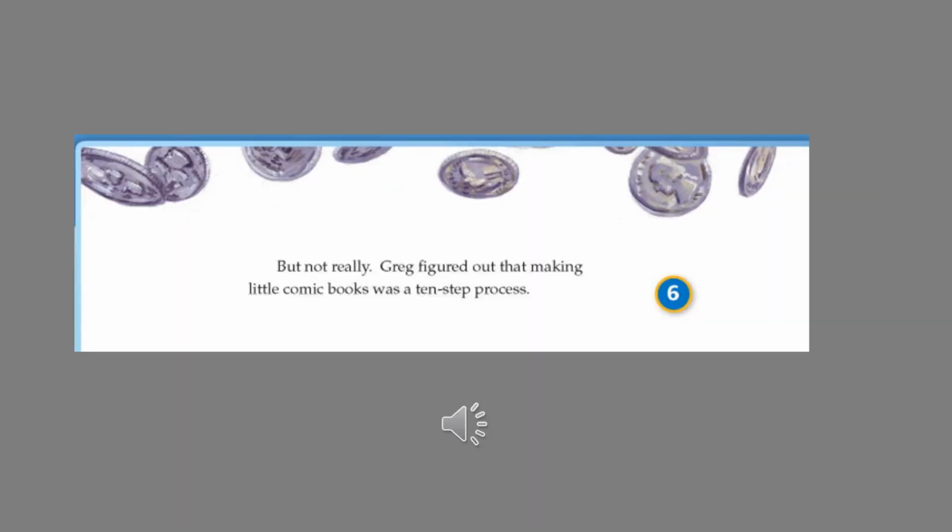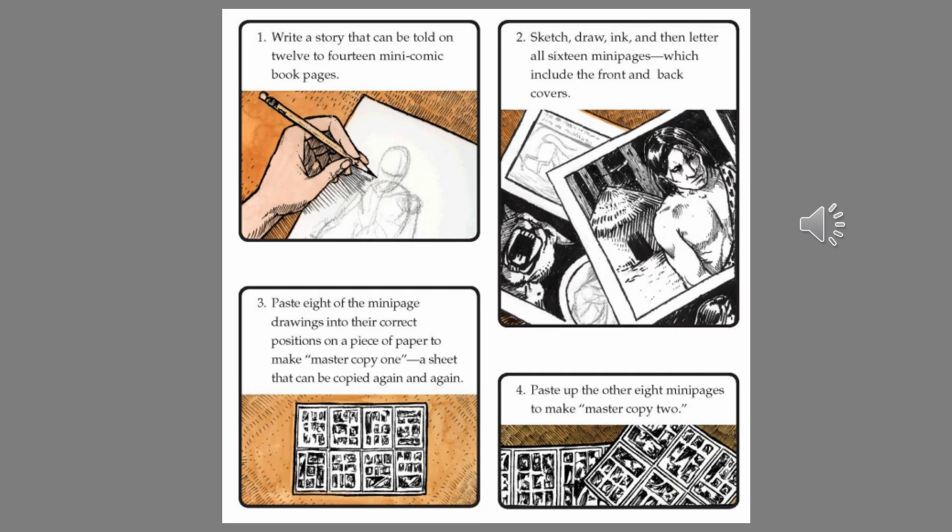But not really. Greg figured out that making little comic books was a 10-step process. 1. Write a story that can be told on 12 to 14 mini comic book pages. 2. Sketch, draw, ink, and then letter all 16 mini pages, which include the front and back covers. 3. Paste 8 of the mini page drawings into their correct positions on a piece of paper to make Master Copy 1, a sheet that can be copied again and again. 4. Paste up the other 8 mini pages to make Master Copy 2.